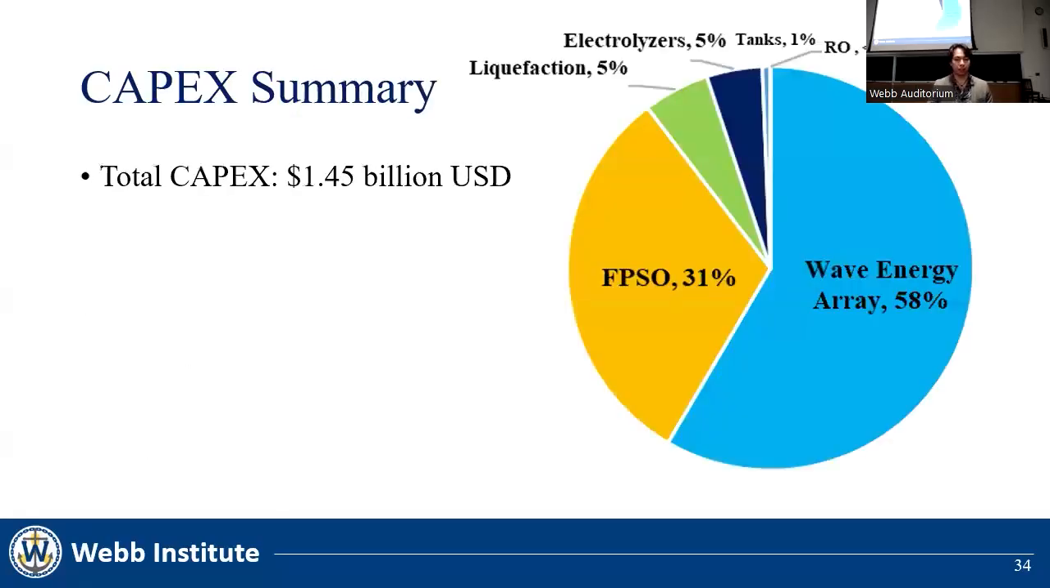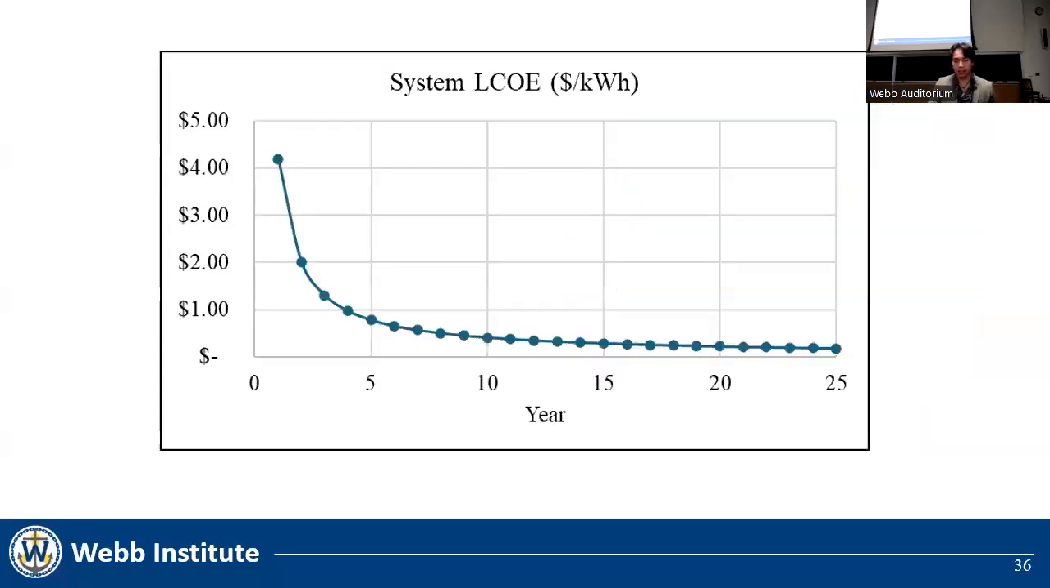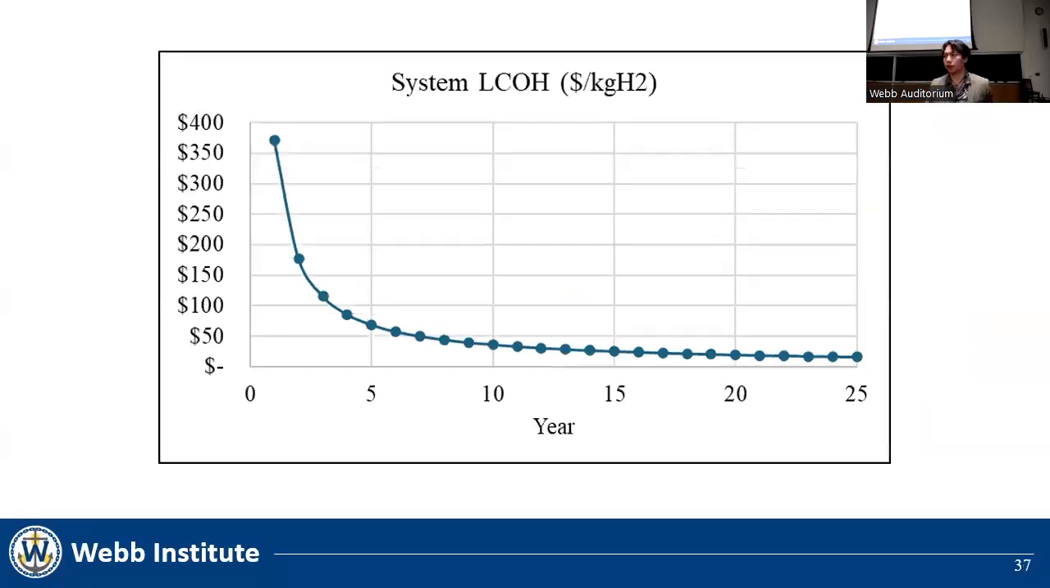The resulting capital expenses totaled up to 1.45 billion US dollars for this overall system, with the biggest expenses being the wave energy array and the FPSO. The operational expenses amounted up to $23.3 million per year. And here is the LCOE over time. It has a downward trend over the course of 25 years. So does the LCOH.